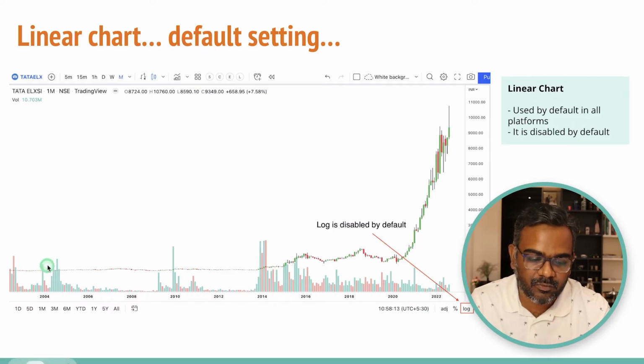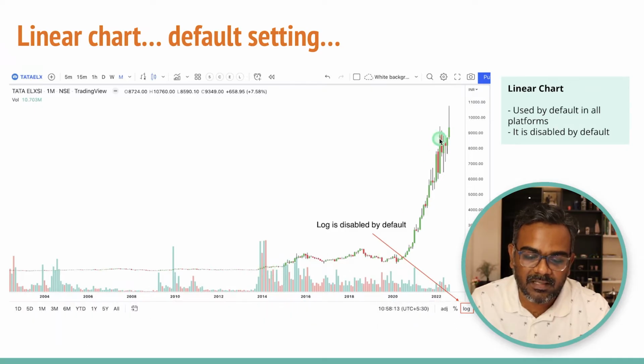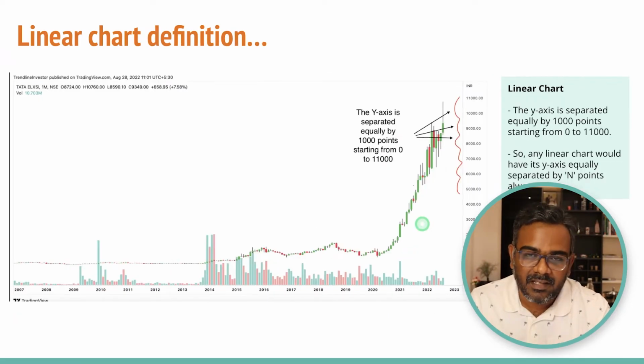Your chart would look like, for example, this Tata LXI chart. Since 2004, the price would be something like this, and then you would see a steep rise in the last year or last couple of years. This is what is used by default in TradingView and in a lot of platforms. But what does linear scale actually mean?